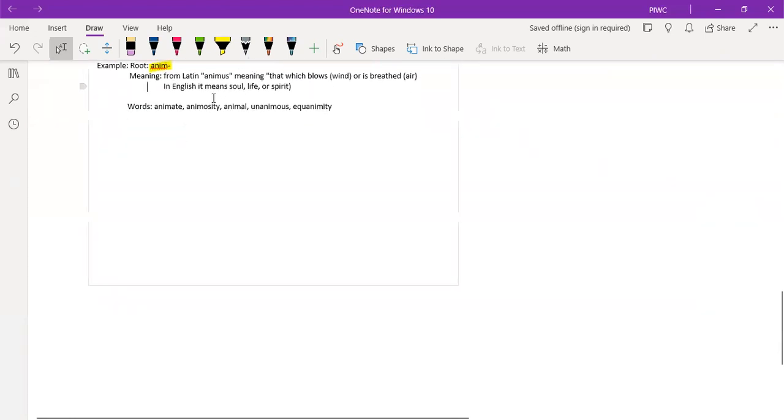All right. So as I said, for the English, it means soul, life, or spirit, right? Okay. Some of the words that can be formed out of this will be like animate, animosity, animal, unanimous, or equanimity. Okay. So let's see how we can break this down. Assuming we're not familiar with the words, we can analyze from the root if you know the root of the word. So let's look at the word animate and break it down.